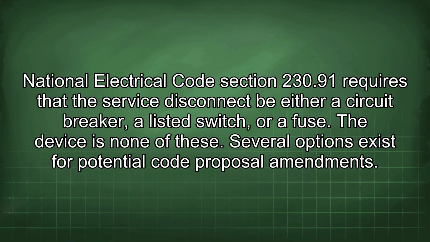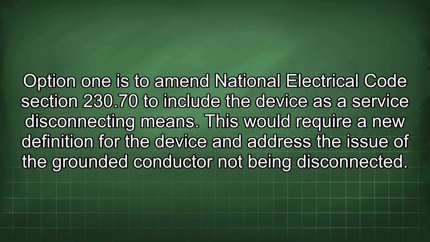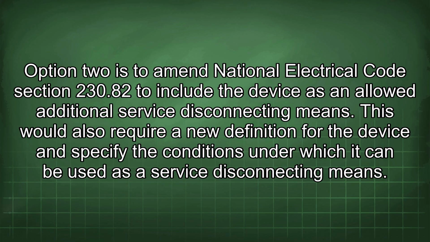Several options exist for potential code proposal amendments. Option 1 is to amend National Electrical Code Section 230.70 to include the device as a service disconnecting means. This would require a new definition for the device and address the issue of the grounded conductor not being disconnected. Option 2 is to amend National Electrical Code Section 230.82 to include the device as an allowed additional service disconnecting means. This would also require a new definition for the device and specify the conditions under which it can be used as a service disconnecting means.